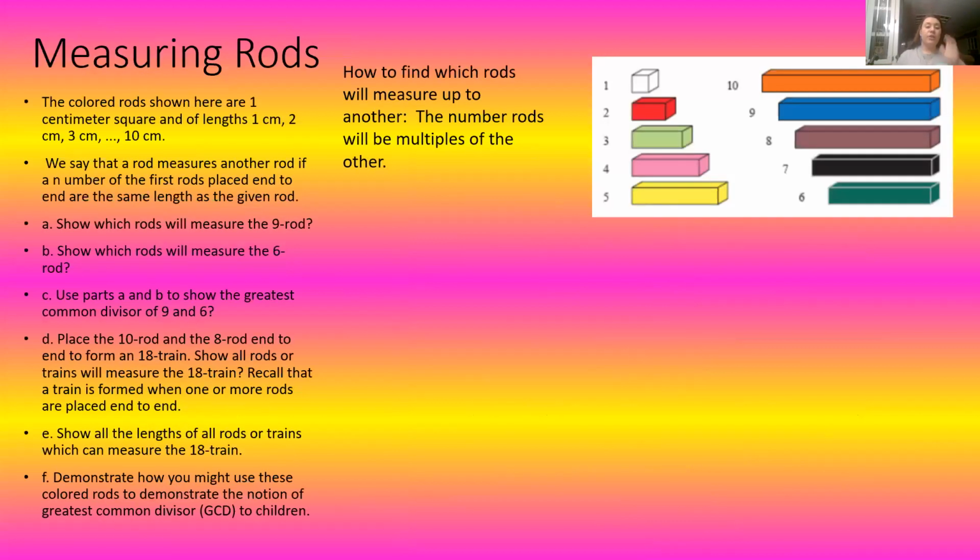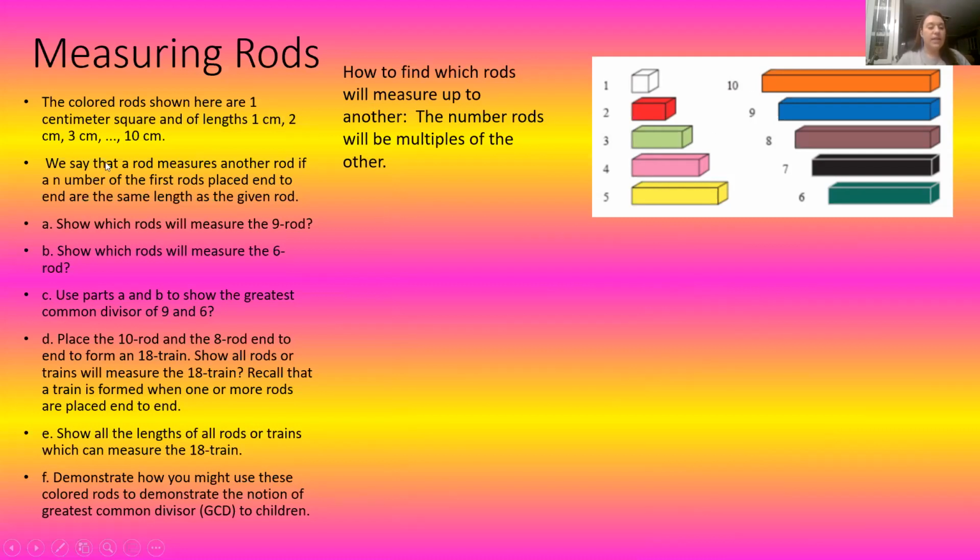So measuring rods. Okay, so the colored rods shown here are 1 centimeter square and of lengths of 1 centimeter, 2 centimeter, 3 centimeter, and so on till we get to 10 centimeter. So as you see here, that's a 1 by 1, a 2 by 1, a 3 by 1, a 4 by 1, 5 by 1, and so on.